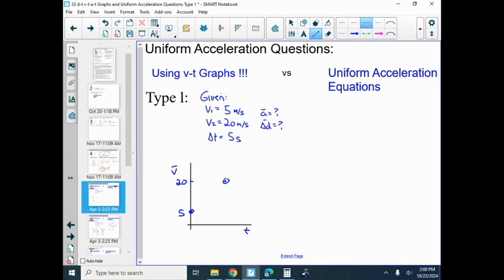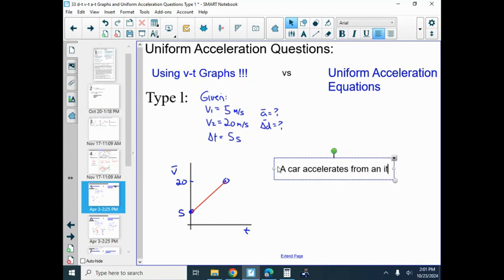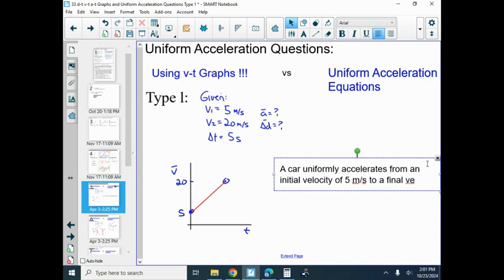In this question, this is just the given information shown, but part of the wording would have been, let's write out what the question would have been: a car uniformly accelerates from an initial velocity of 5 meters per second to a final velocity of 20 meters per second in 5 seconds.